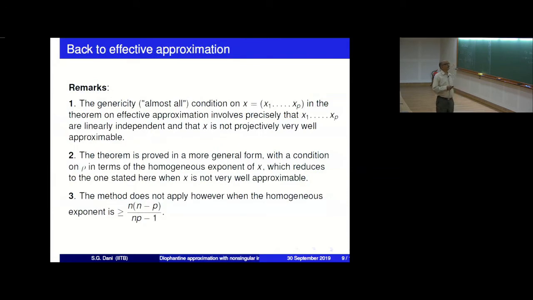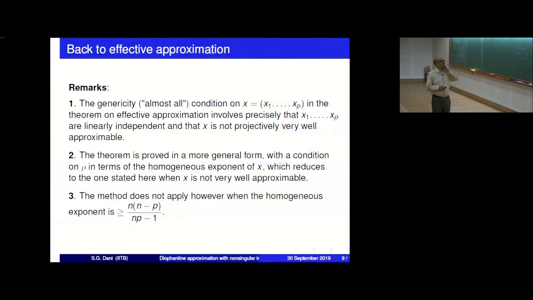Okay, so now the relevance of this for me is that the genericity condition for effective approximation for almost all x involved two things. Firstly, as I recalled, that we should have linear independence, and secondly, that x should not be projectively well approximable. If you have a vector or matrix satisfying these two conditions, then the conclusion is given. The form 'almost all', as was stated in the first statement, corresponds exactly to these two components.